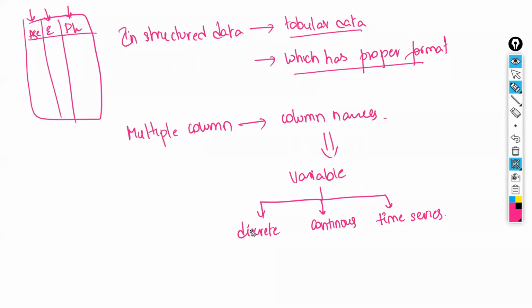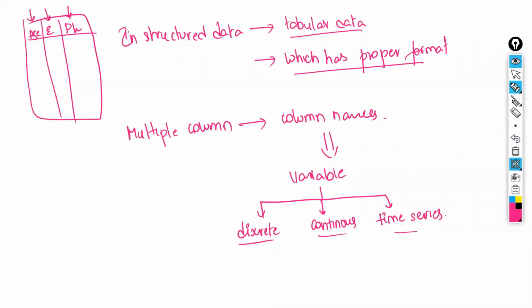Okay. For discrete, continuous, or time series: for a discrete variable, we are going to do discrete analysis. For a continuous variable, we are going to do continuous analysis. For a time series variable, we are going to do time series analysis. For each type of variable, we are going to do the analysis.